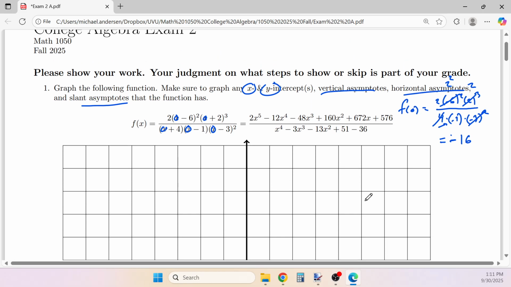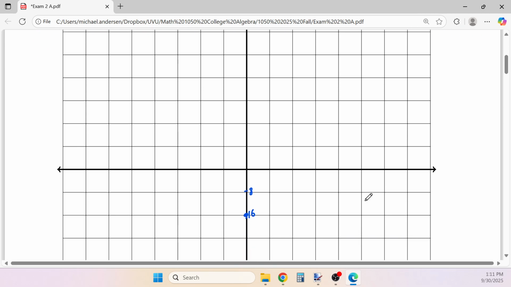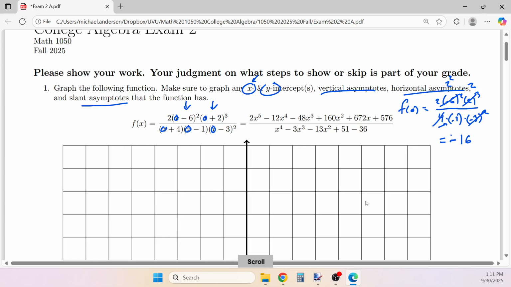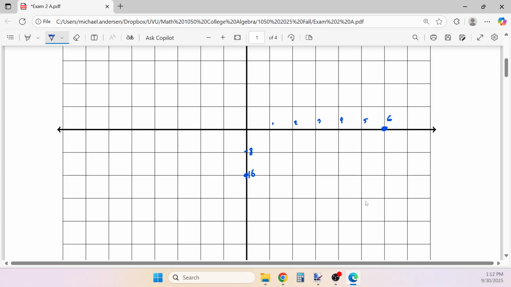Now we need to find our x-intercepts. They will be at positive 6 and negative 2. And we can make the horizontal grid wider. So we have one at 6 and one at negative 2.